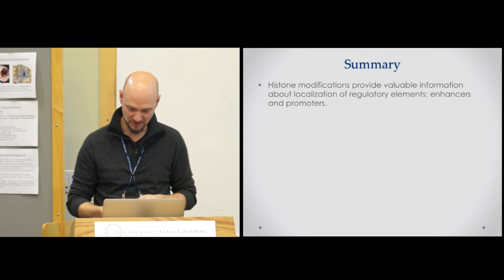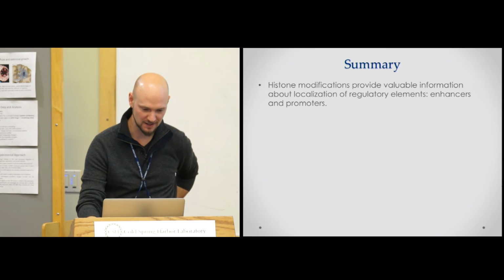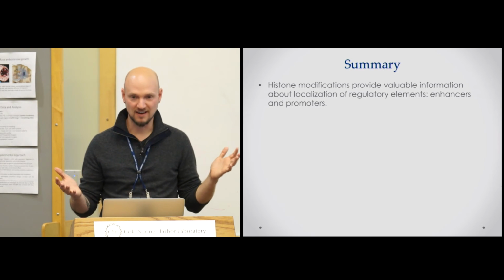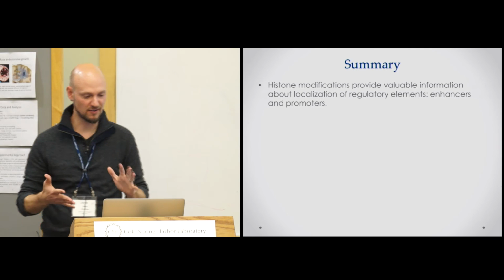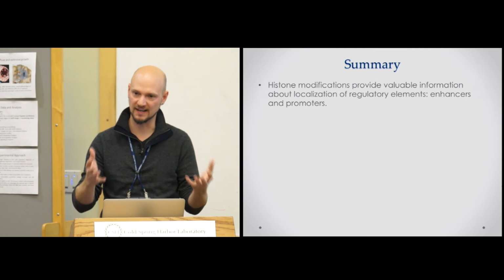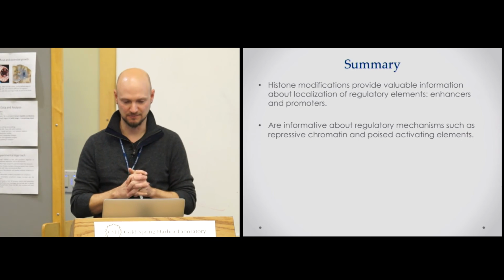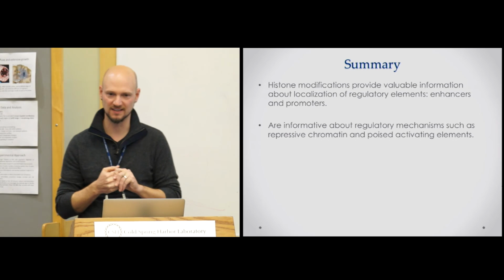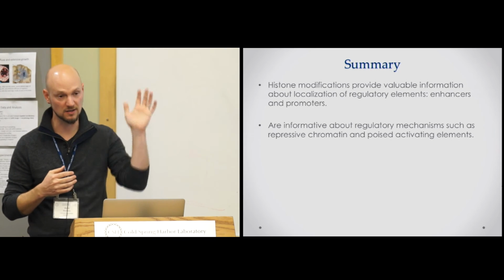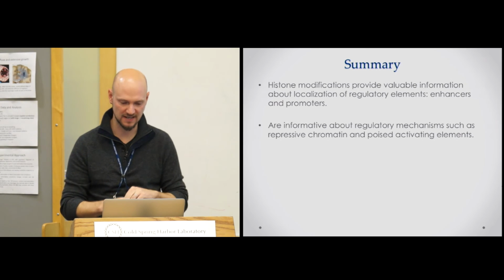So this summary is just really about histone modifications, or peak finding, not the last part. Again, I think they provide valuable information about the localization of regulatory elements, telling us where enhancers and promoters are and if they're in an active or poised state. They can start to tell us something about gene regulation. So when do we acquire these repressive modifications or lose the active modifications?